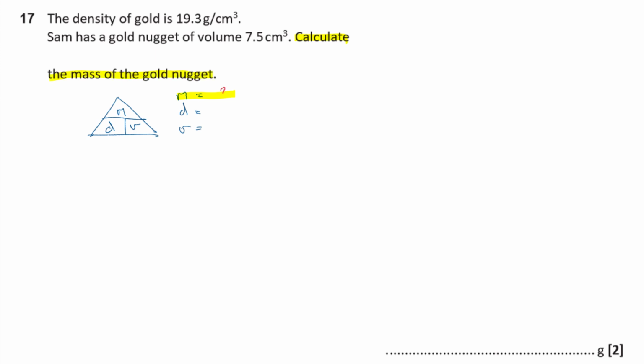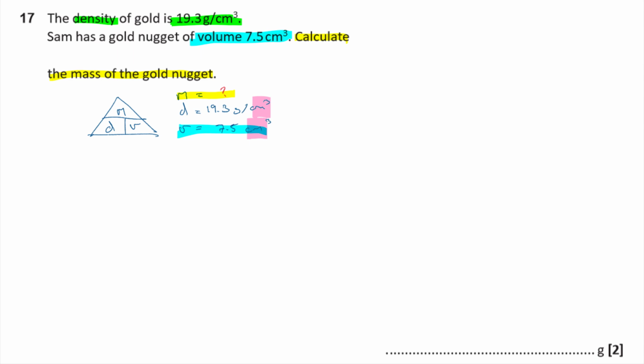So we don't know the mass right now. But we do know the density, though. Density is that one there, look, 19.3 grams per cubic centimetre. And then the volume is 7.5 cubic centimetres. That goes there then. Okay, now you just need to check all your units are compatible. This is in cubic centimetres and so is this, so we're all good, it all matches up.